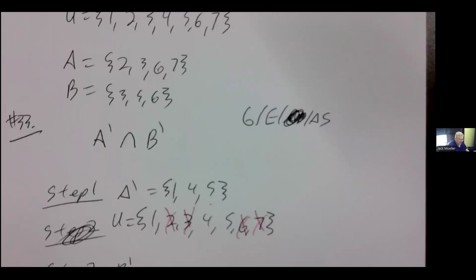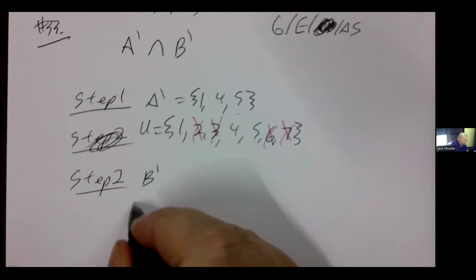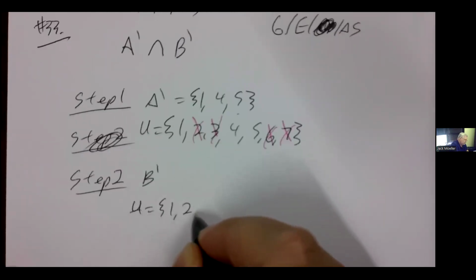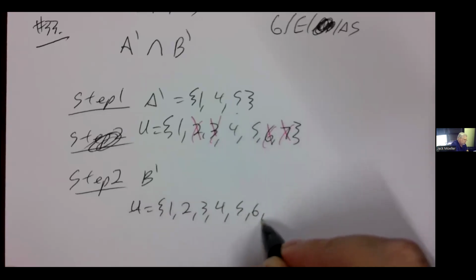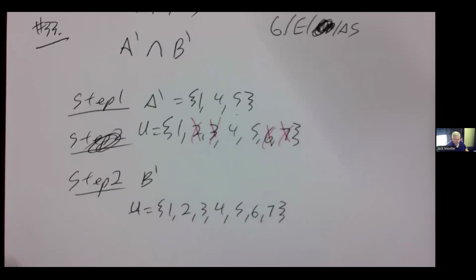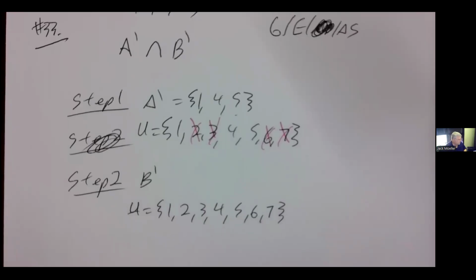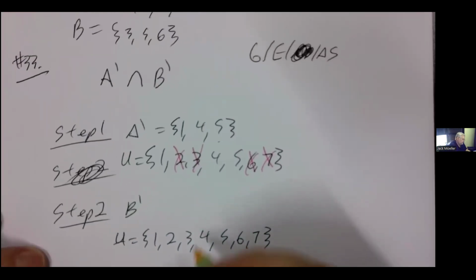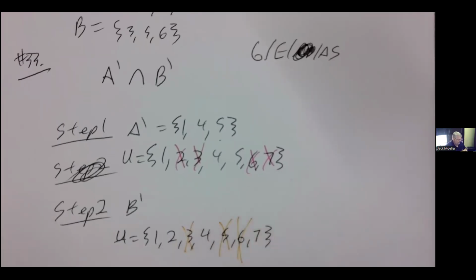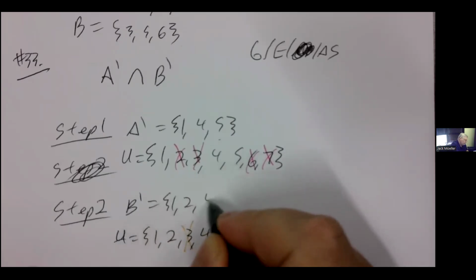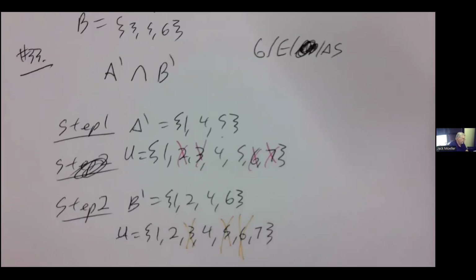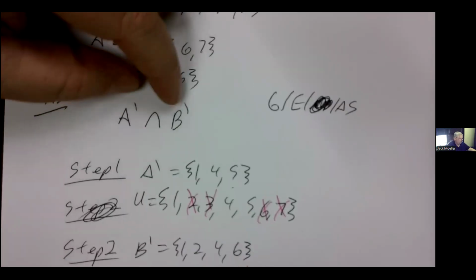And then if you have more than one complement, do yourself a favor and just write out the universe again. Take a little bit of extra time. Because if you try to come up here and cross stuff out again, especially if you're not using different colors, then it's real easy to get off track. All right, so B complement, we don't want 3, we don't want 5, we don't want 6. B complement is 1, 2, 4, 6. Okay, so we took care of the complements.